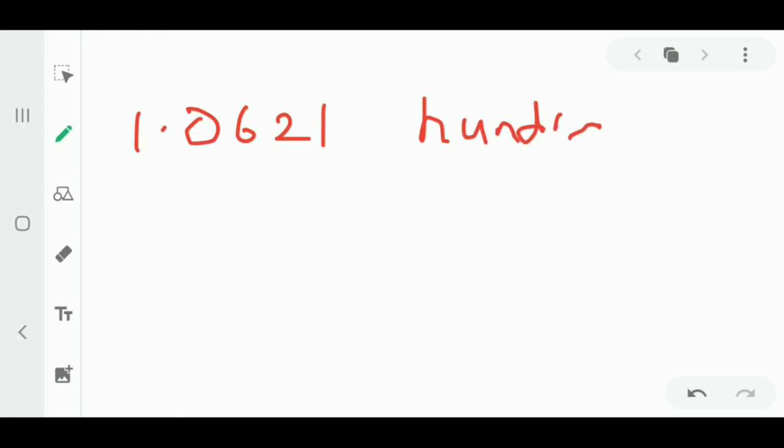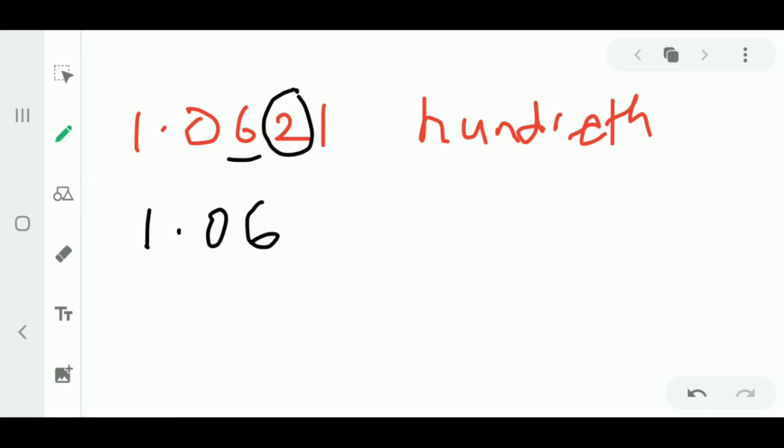Let's try another example. Let's say we have 1.0621, and we're rounding this to hundredths. We look for the number in the hundredth position, which is the 6. We circle the number immediately to the right. We realize that it is less than 5, so we round down. So the answer is 1.06.